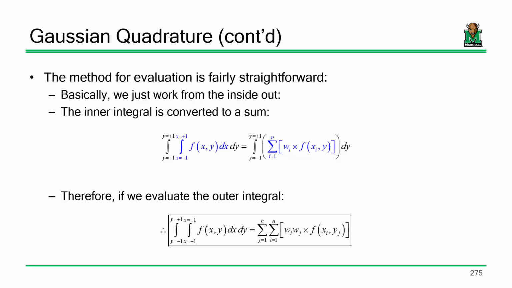Then we take the outer integral and do the exact same thing. So when you evaluate this, can you do Gaussian quadrature for multiple integrals? The answer is absolutely. The scheme is a little more complicated, but not really. It's actually not that bad.